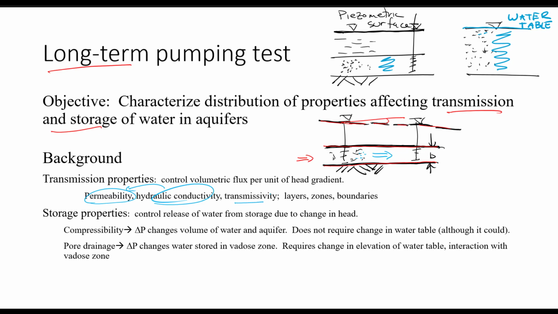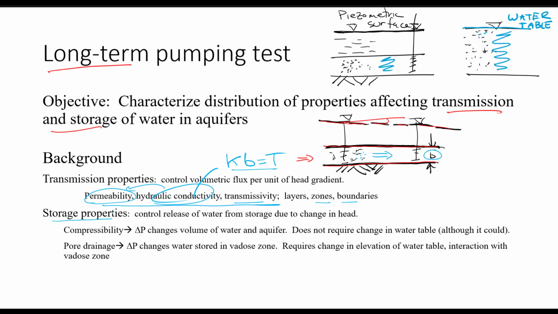The transmissivity is the hydraulic conductivity. If I use big K for the hydraulic conductivity, big K times the aquifer thickness, B, shown here, is equal to the transmissivity. These are basic properties that we can actually determine from short-term pumping tests. But if we conduct a longer-term pumping test, then we might be able to evaluate how these properties are distributed. So maybe there are some boundaries or zones where there are different regions with different transmission properties.